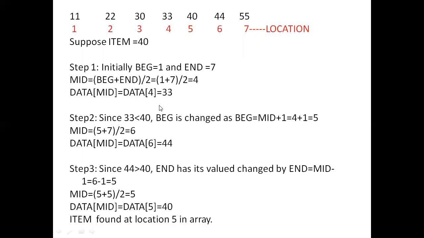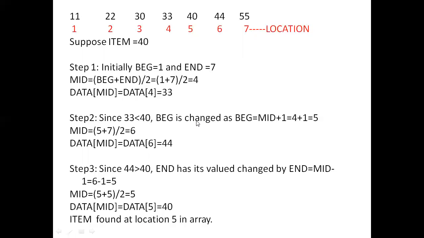Now you have to check the condition. Since 33 is less than 40, my mid element is 33. 40 is my searching element, so 33 is less than 40. Then what you have to do using the algorithm is change the beginning element. So beginning is changed as beginning is equal to mid plus 1. This is the formula you have to use.